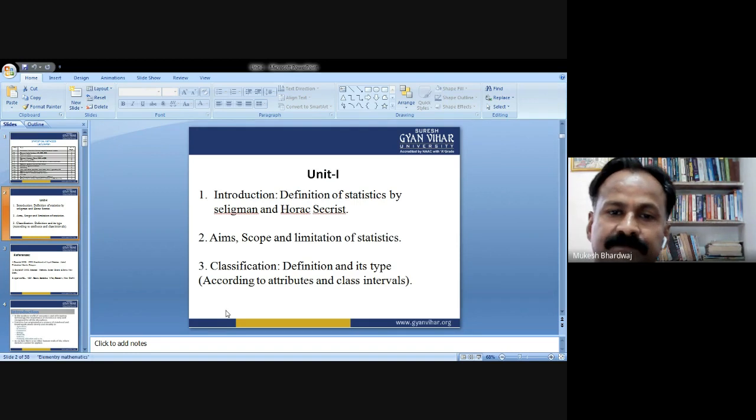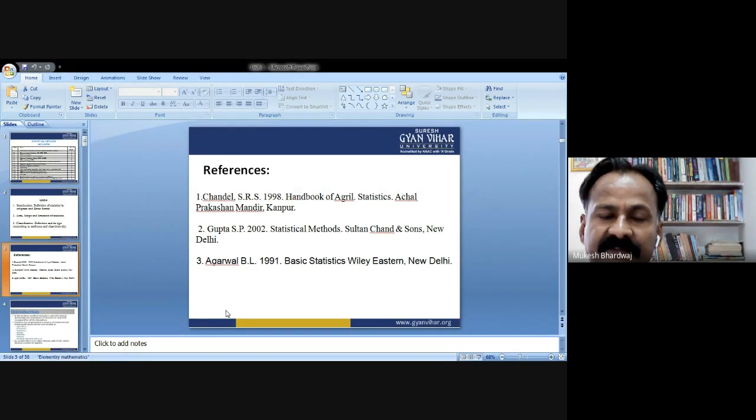So unit first, introduction. These are some reference books which you can go for. SRS Chandel, Handbook of Agriculture Statistics by Achal Prakashan, Mandir, Kanpur. Second is GP Gupta, Statistical Methods by Sultan Chand and Sons, New Delhi. And the third is BL Agarwal, Basic Statistics by Wiley Eastern, New Delhi. So these are some reference books.